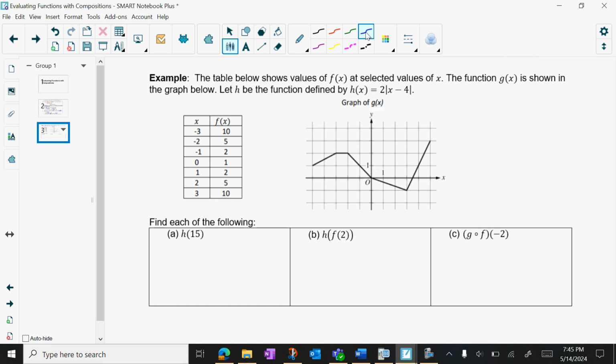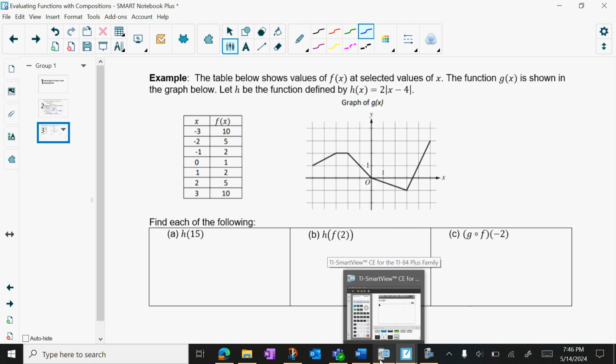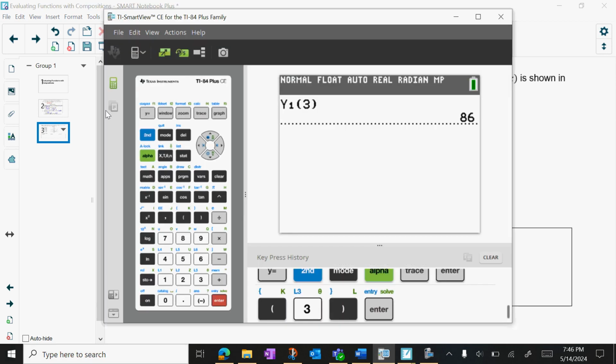Example. The table below shows values of f of x at selected values of x. The function g of x is shown in the graph below, and let h be the function defined by h of x is equal to 2 absolute value of x minus 4. So the first question is, we want to find each of the following. So first, we just want to find h of 15. So what I'm going to do here is I'm going to use my calculator, and I'm going to put 2 absolute value of x minus 4 in for y1.